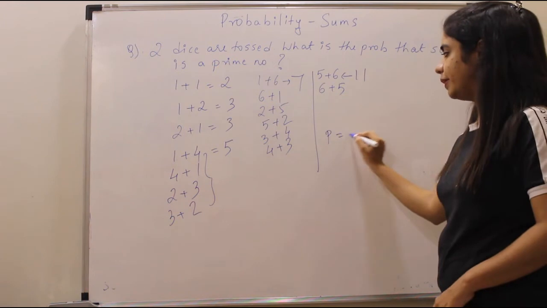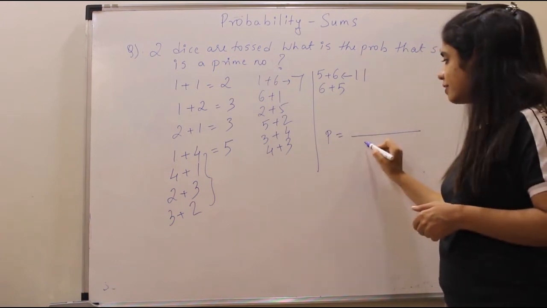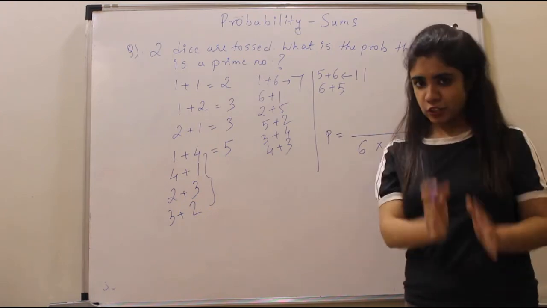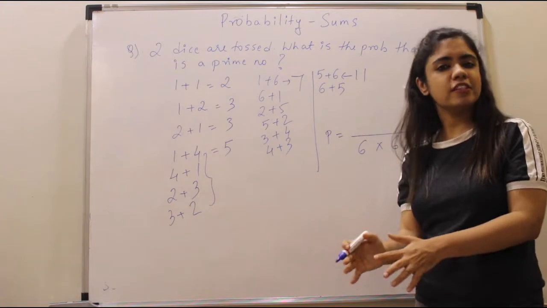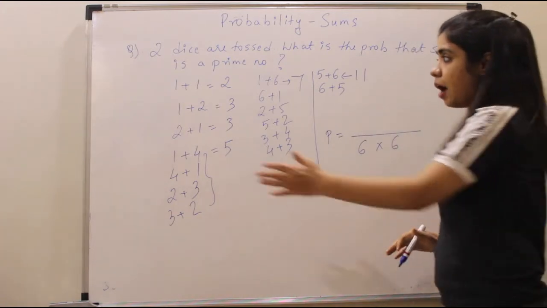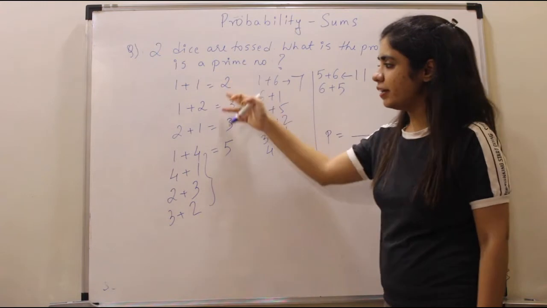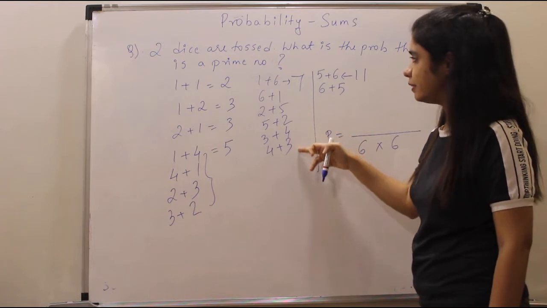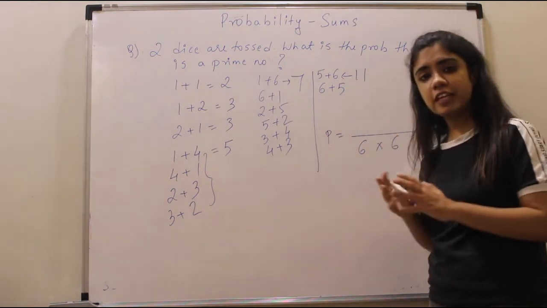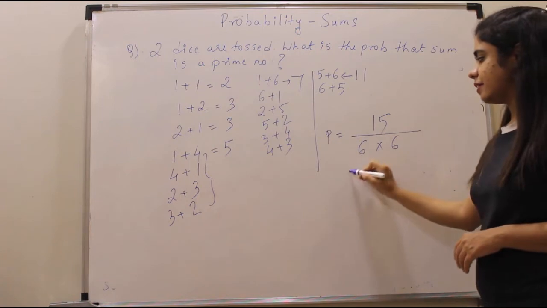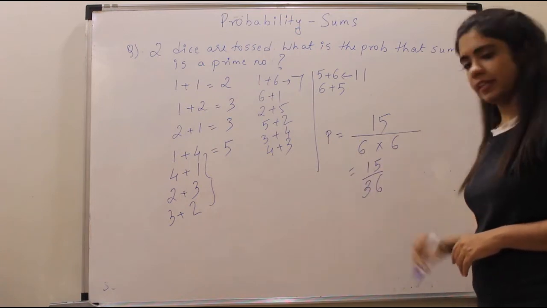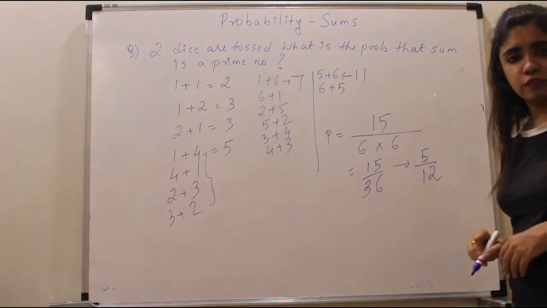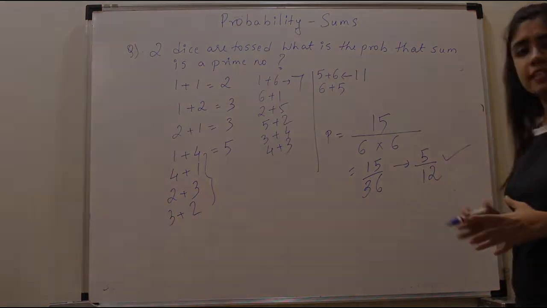Now let's talk about the probability. How many total events will there be? 6 into 6. Because the first event, first I roll a die, I have 6 options. Second I roll a die, I again have 6 options. So that is 6 into 6. How many possibilities are there? I have 1, 2, 3, 4, 5, 6, 7, 8, 9, 10, 11, 12, 13, 14, 15. There are 15 possibilities. So my answer is 15 upon 36. Or if you simplify it, your answer becomes 5 by 12. So this is how you're going to approach this problem.